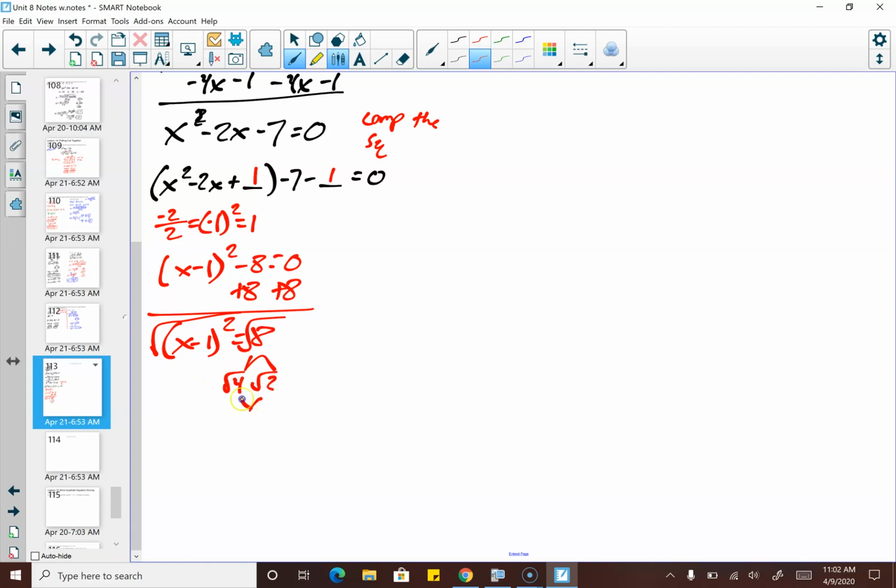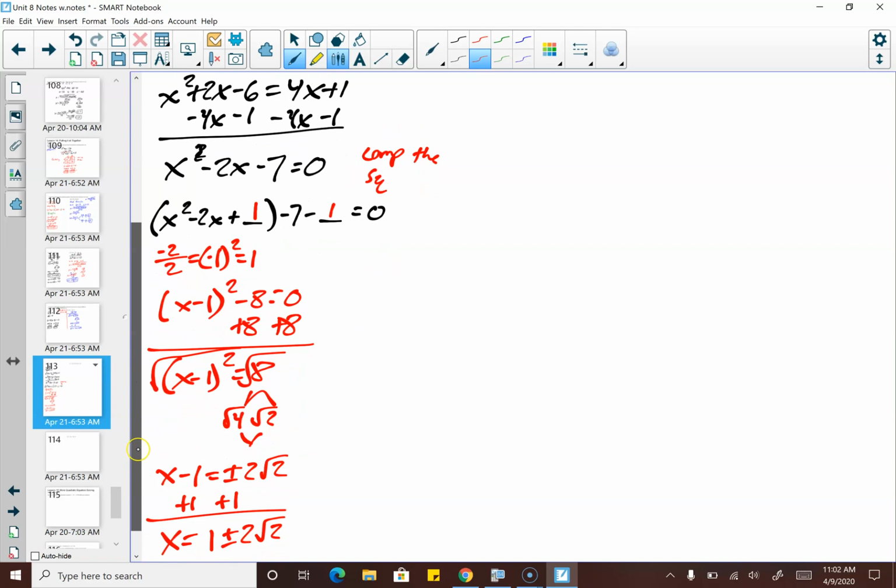Square root 4, square root 2. We get x minus 1 equals plus or minus 2 square root 2. I'll add the 1 to the other side, and I get 1 plus or minus 2 square root 2.